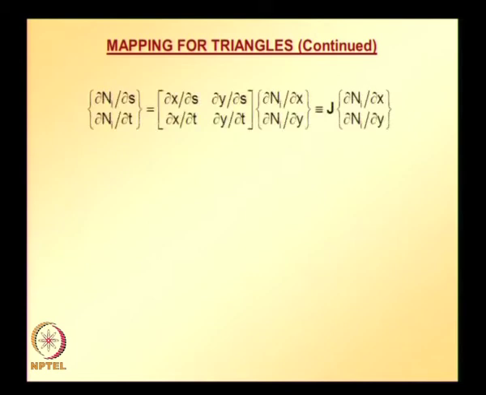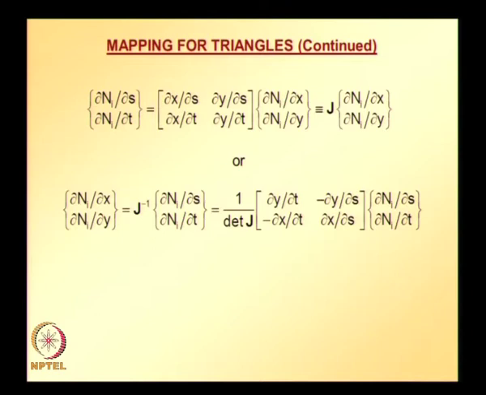Once we have these relations, the derivatives of shape functions with respect to s and t can be calculated once we know the derivatives of shape functions with respect to x and y, and this relation can be compactly written as J times the partial derivatives of shape functions with respect to x and y, where J is the Jacobian. Or the inverse relation: if we know the derivatives of shape functions with respect to s and t, how to calculate the derivatives with respect to x and y is given by this inverse relation.